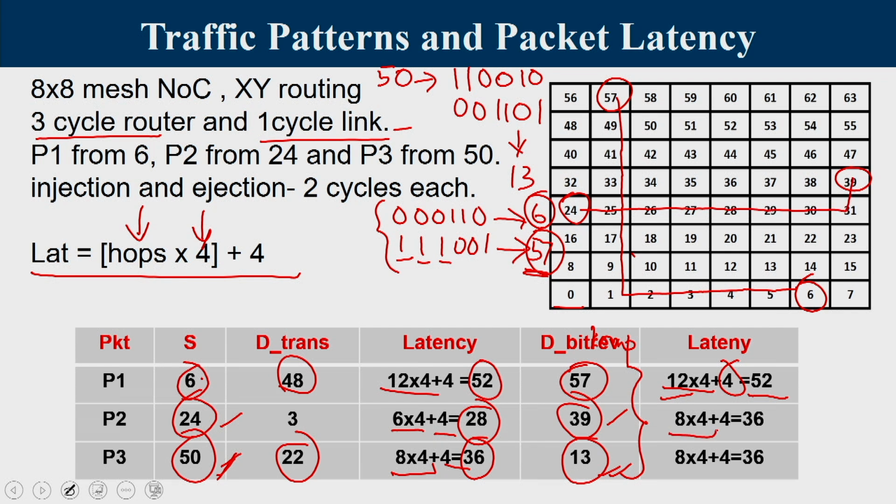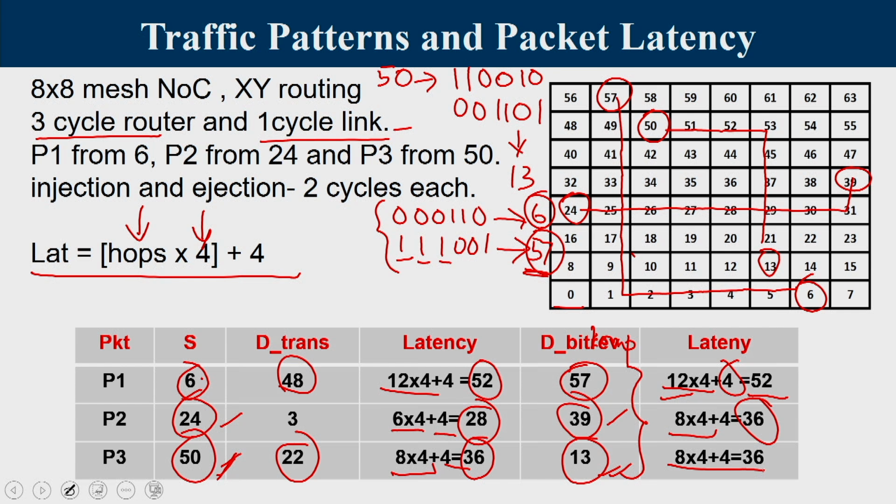So, it is 8 into 4, 32 plus 4, 36 cycles, and the last one is moving from 50 all the way to 13. So, this is 50 and 13 is given here. So, 1, 2, 3, 4, 5, 6, 7, 8. 8 into 4, 32 plus 4, 36.